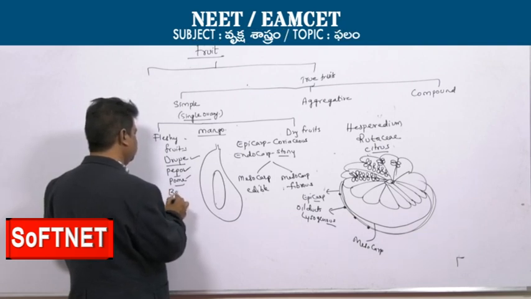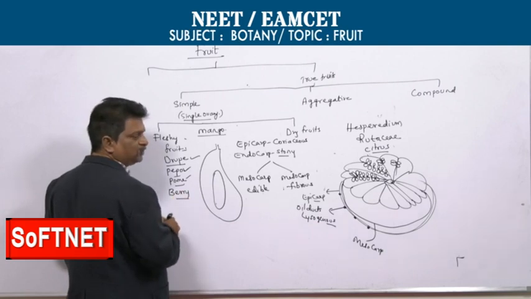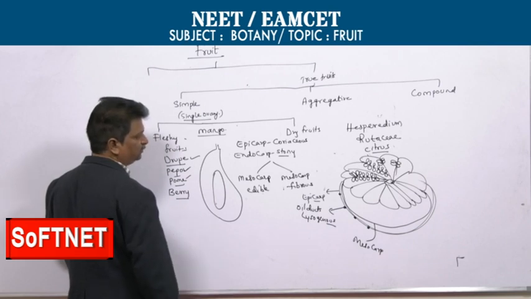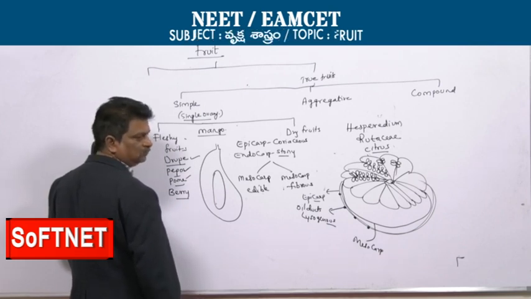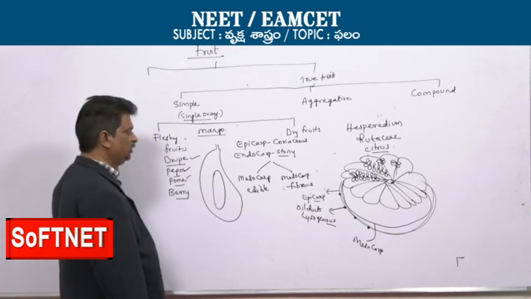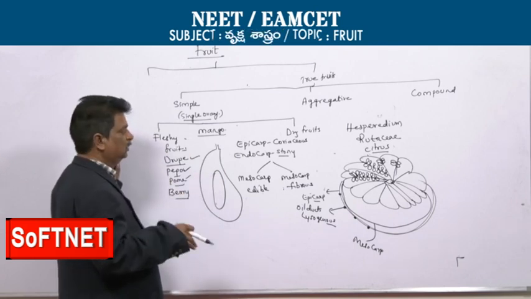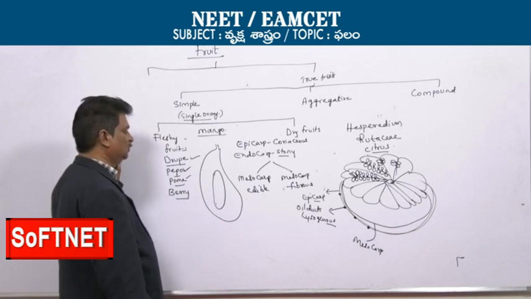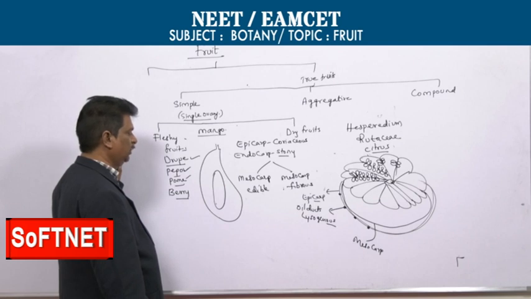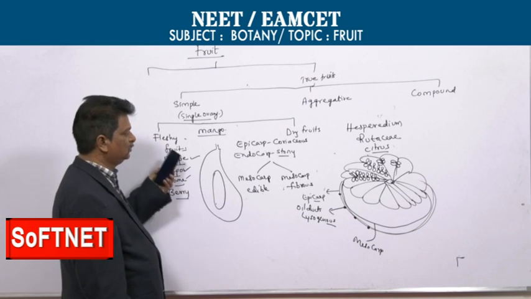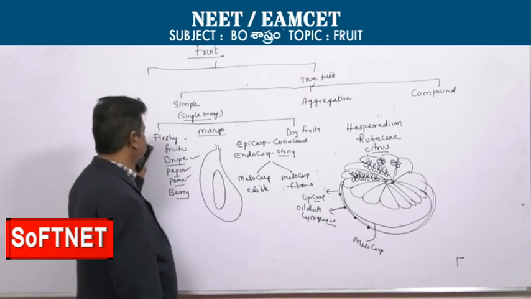Then, next one, berry. Berry is identified by the presence of pulp. Pulp is formed by the mesocarp and endocarp. Then Hesperidium: the edible part in Hesperidium is the endocarp, which forms edible juicy hairs. Among fleshy fruits, edible parts: coconut, the edible part is endosperm; mango, the edible part is mesocarp. So this is about fleshy fruits.